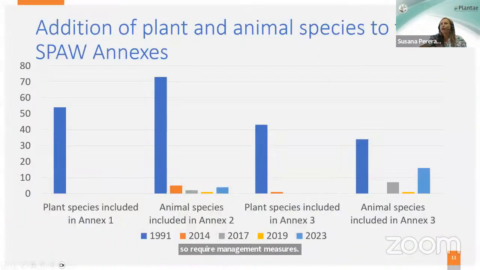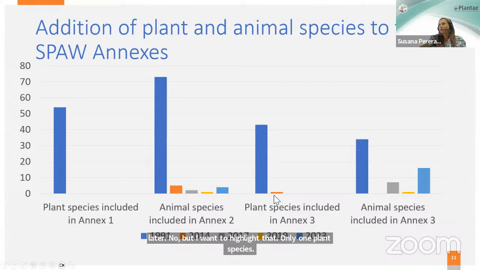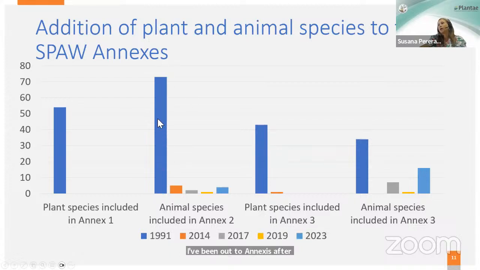And quickly, as you can see in this graph, most species were added to the annexes in 1991, so almost 30 years ago. And some species have been included in the SPAW annexes years later. But I want to highlight that only one plant species has been added to the annexes after 1991. So all the species included in the annexes, all of the plant species except this one, were added in 1991.